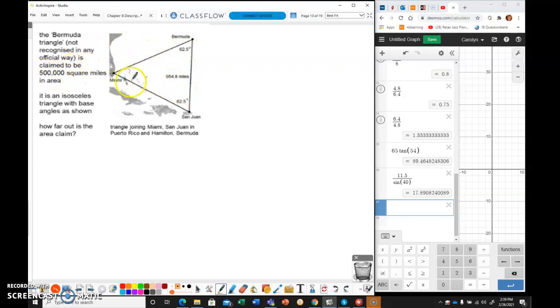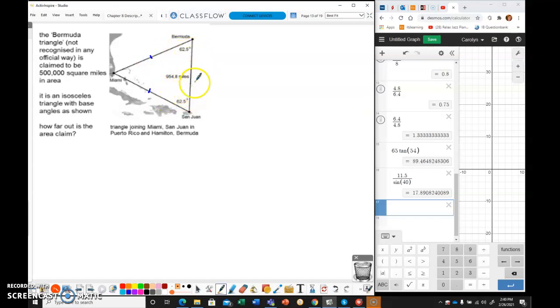And it's claimed that that's 500,000 square miles in area. So what we're going to do is use these measurements to see how close that 500,000 square miles is. Now what we do know is this is an isosceles triangle. An isosceles triangle means that this side is equivalent to this side. It also means that these two base angles are equivalent.